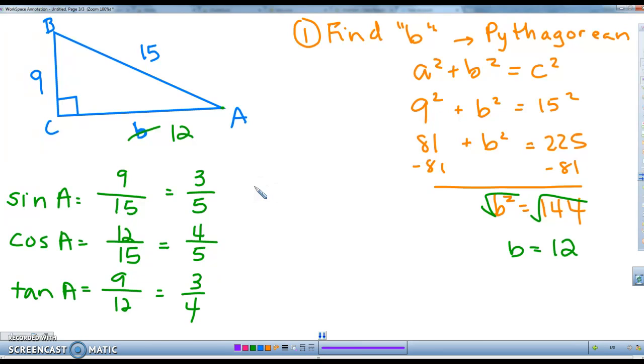So that you get some practice doing this, try these again, same triangle, same measurements, but now we're going to look at finding the sine, cosine, and tangent of angle B. Okay? So try that.